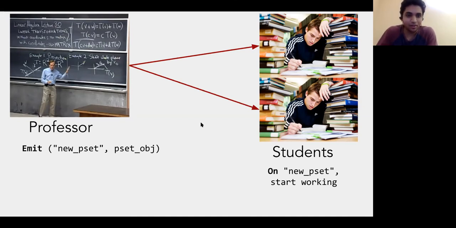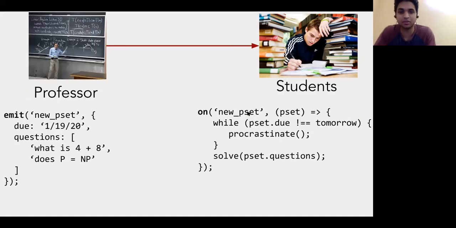So imagine you have the professor, and the professor is a server. The professor emits, meaning it shouts to all of the students, hey, there's a new P set, and passes in the P set as an object. Then the students would need to have a socket.on in their component did mount, and they would listen for the event new P set. And when they hear that event, they would apply the working function to the new P set. So this is how it would look in the code.